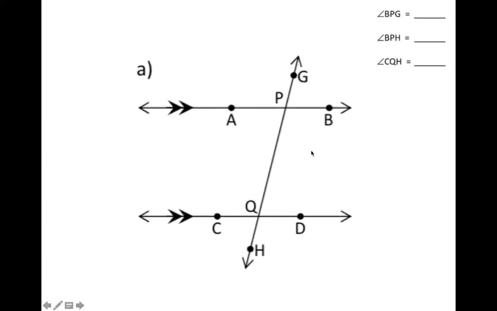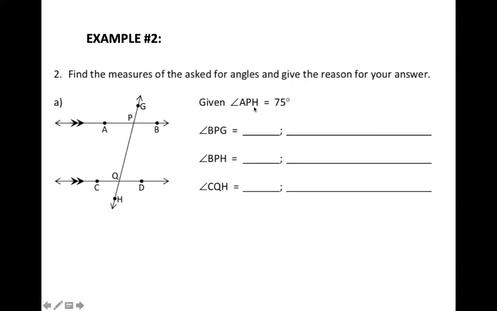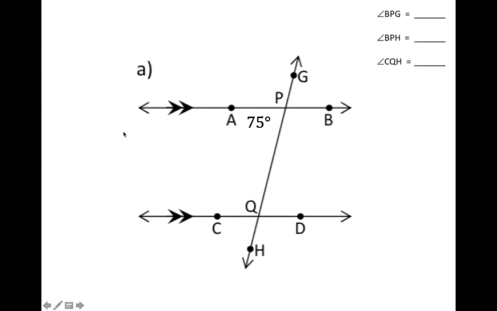First of all, what they did, and I guess I'll go back one more time, is that they told us that angle APH, so the angle right here in the corner, is 75. That's where we have to begin. So I've actually put that on my diagram. Now the next one they want me to find is BPG. And it is clear that BPG will also be equal to 75. The reason being that it is a vertically opposite angle, and vertically opposite angles are equal.